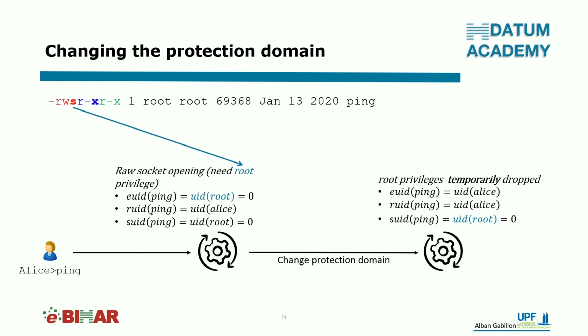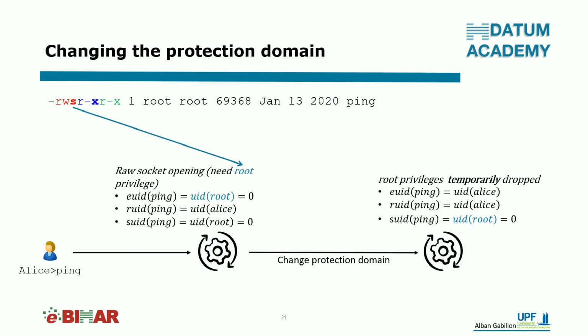So, this example will show you how a process can change its protection domain and why. So, consider the ping command. This command uses the setUID flag to run as root. Why does the ping command require root privileges? For opening a raw communication socket. Opening a raw communication socket requires root privileges.